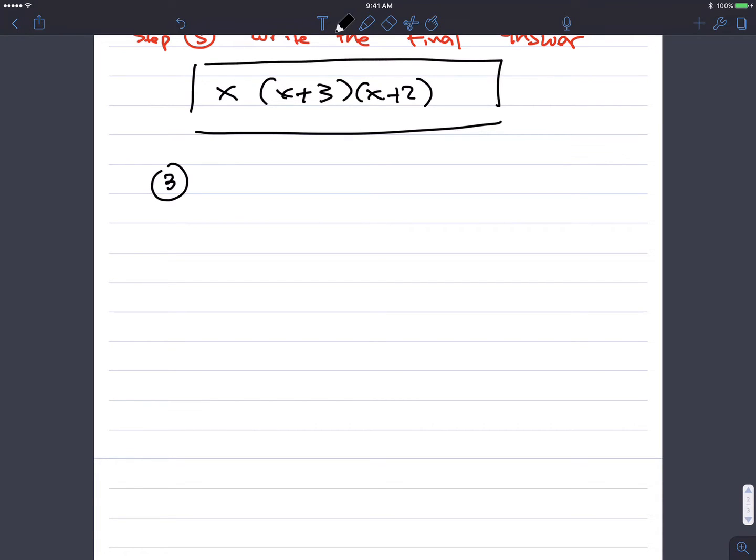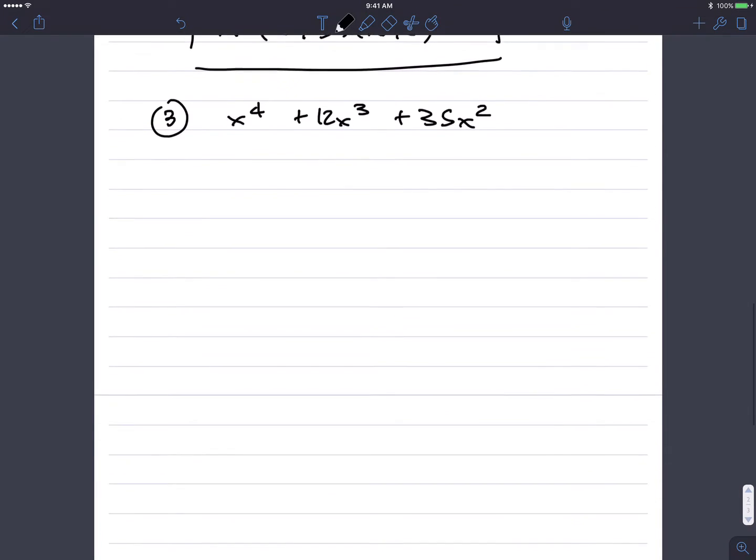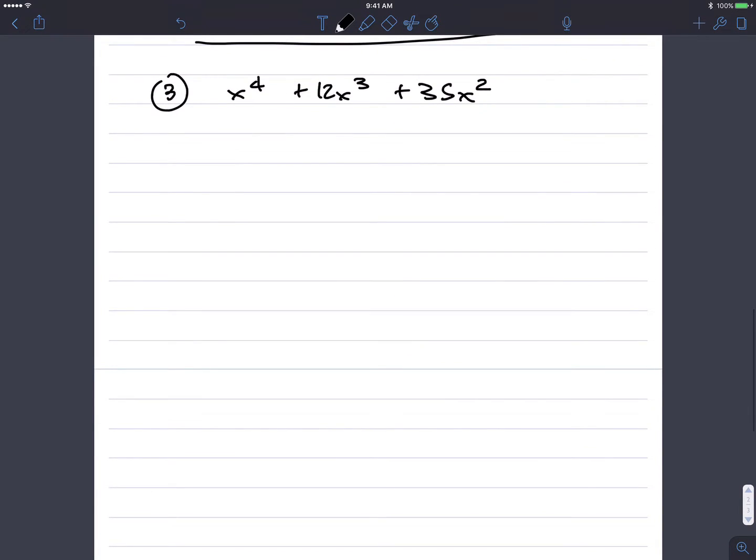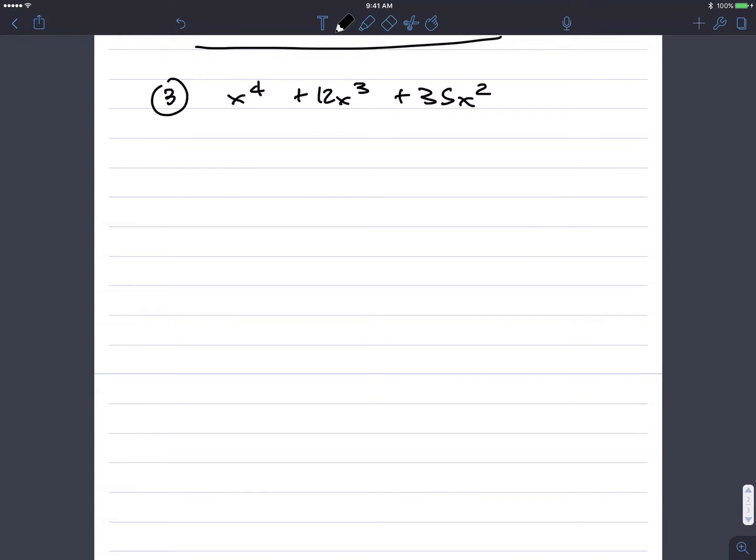I have this on your website, factor completely. We have x to the fourth, plus 12x cubed, plus 35x squared. And again, what's the first step? Factor out your greatest common factor. So what's the GCF here? You've got x to the fourth, 12x cubed, and 35x squared. It's x squared. Isn't it x to the smallest power?